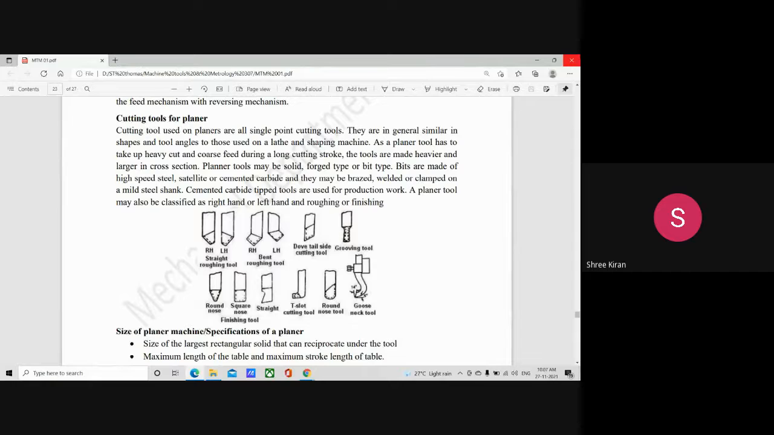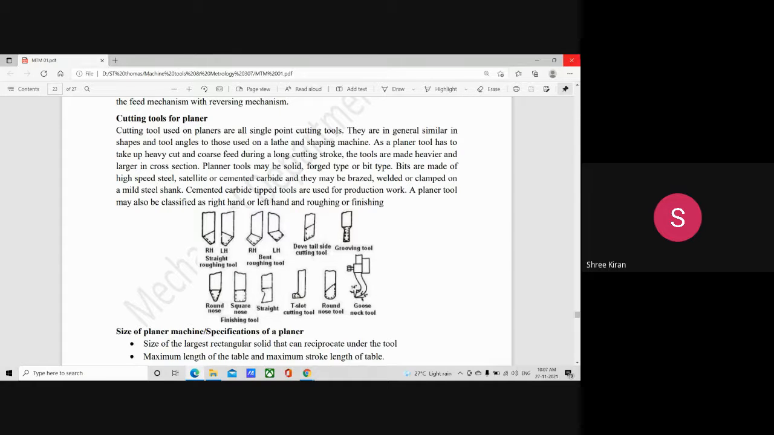Now, cutting tools used on planers are all single point cutting tools. They are in general similar in shapes and tool angles to those used on a lathe and the shaping machine. So in the case of cutting tools used on planers, all are single point cutting tools. That's the first point to be noted. Now, they are generally similar in shapes and tool angles.